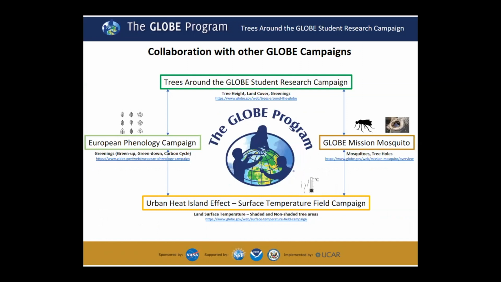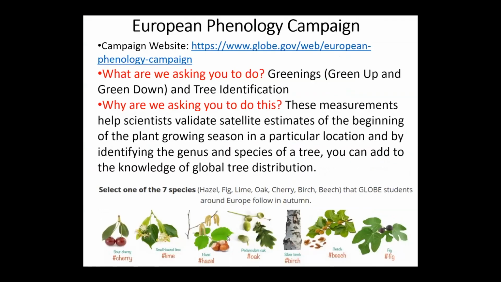There are other campaigns going on. One is called the European Phenology Campaign. There's Mission Mosquito and Urban Heat Island. So we'll spend just a couple of minutes on these. European Phenology Campaign, they would like you to look at green up and green down and some tree identification. Again, so they can have a little bit better knowledge of global tree distribution and what's going on with our trees.